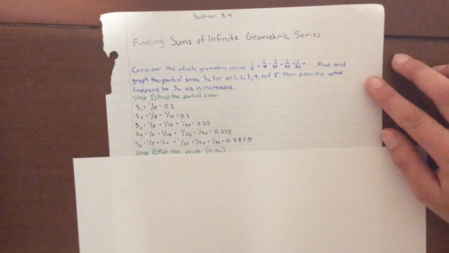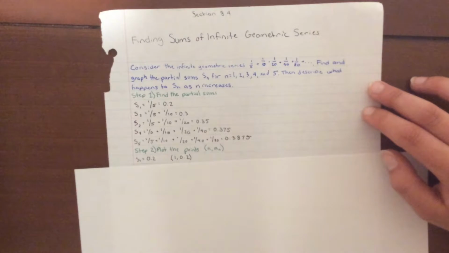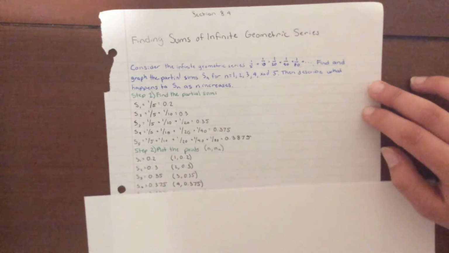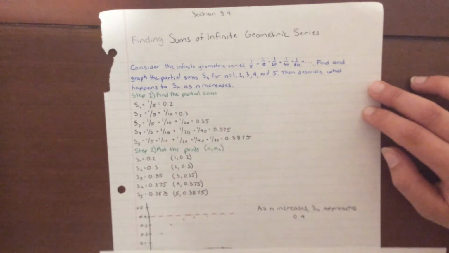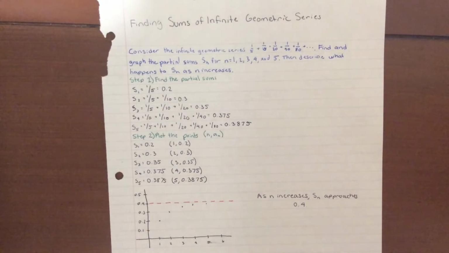So our second step then is to plot these points, and we would have our x be the n and our y be the S of n. So we have our S1, which is 0.2, so that would have our x be 1 and our y be 0.2. We continue this all the way through S5 to get our graph here, which goes up to 0.5 on our y-axis and 6 on our x-axis. And we see that with plotting our points, that our points approach 0.4. So we would write this answer as n increases, S of n approaches 0.4. So that is the solution for this problem.